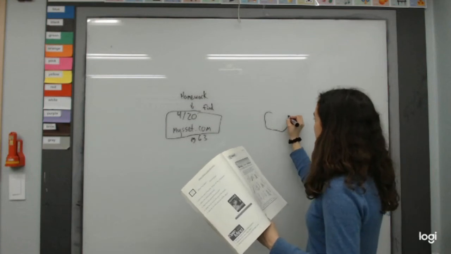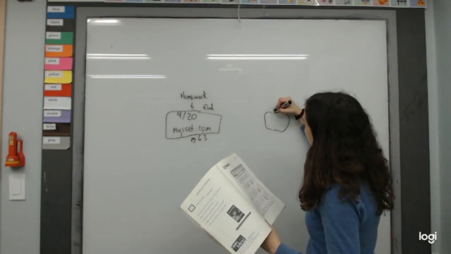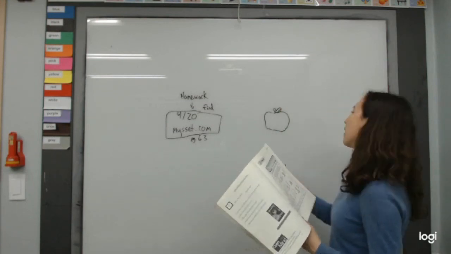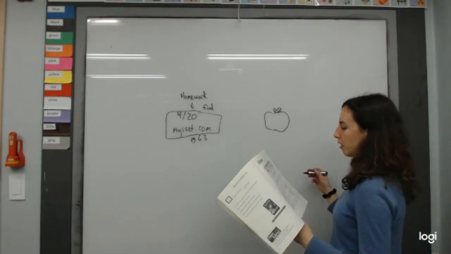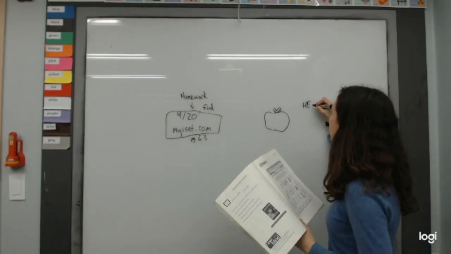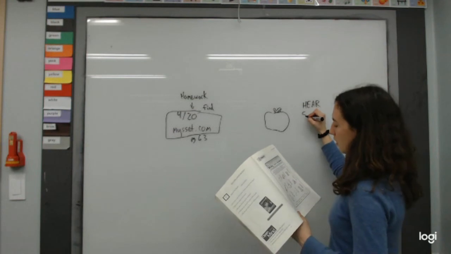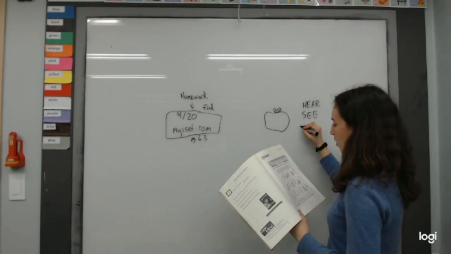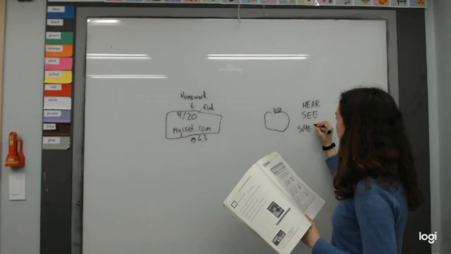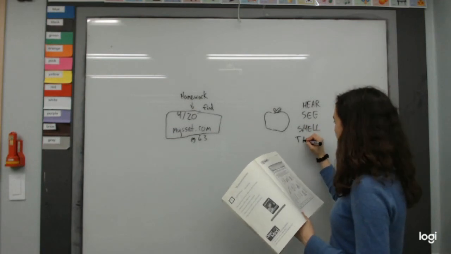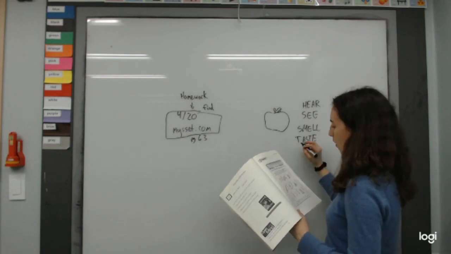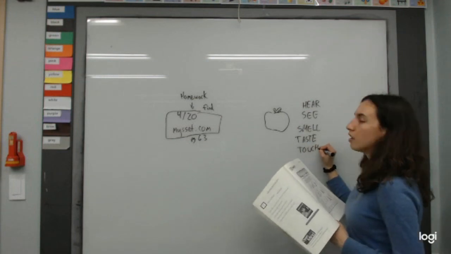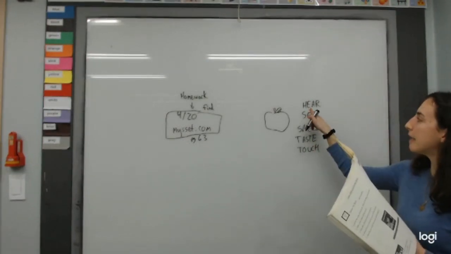So page 63, what we are going to do, first one I will show you how to do. We have a picture of an apple. My apple is a little weird, I'm sorry. So we have 5 words: hear, see, smell, taste, and touch.